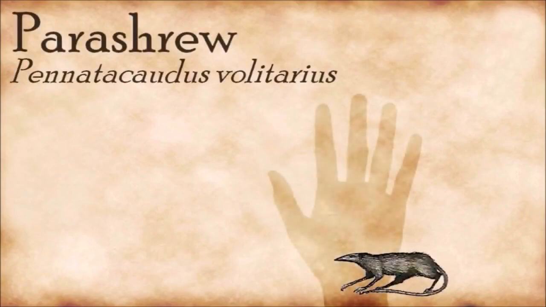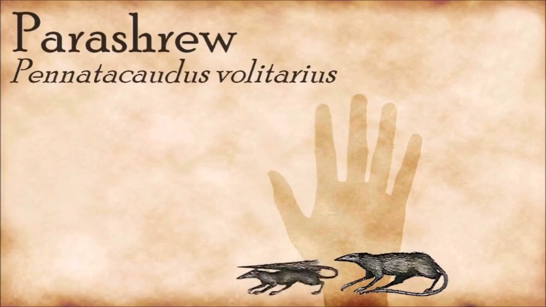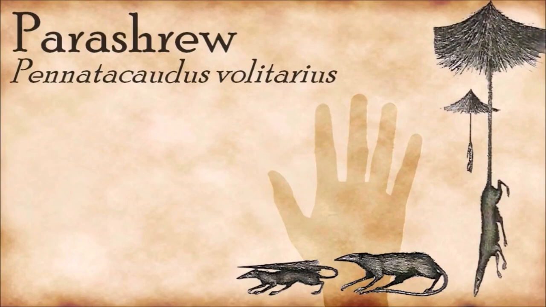Perhaps the strangest mammal found in this region is the parashrew. The adults are unremarkable small shrew-like creatures, but the juveniles possess one of the strangest devices found in the animal kingdom. At the end of their tails, they have a fantastic parachute structure formed of interwoven hair, which they normally use only once before discarding.